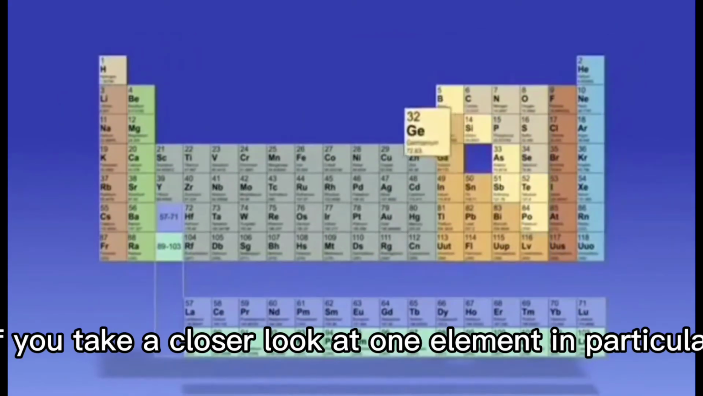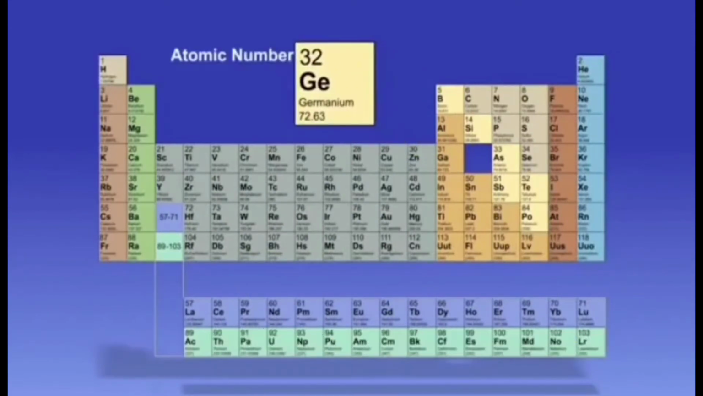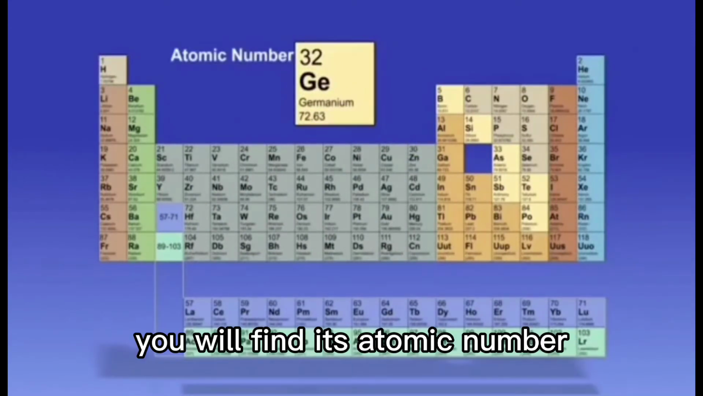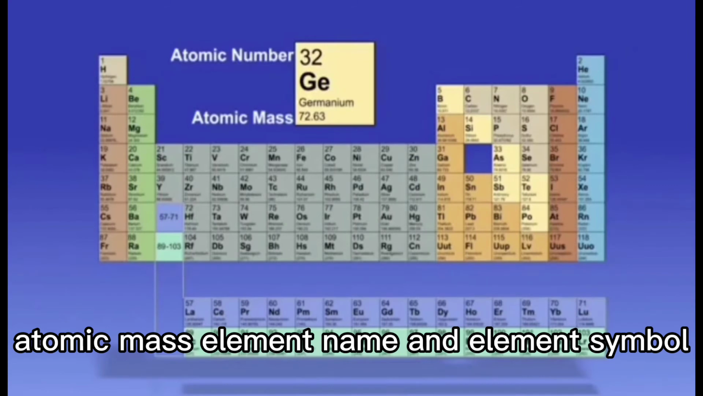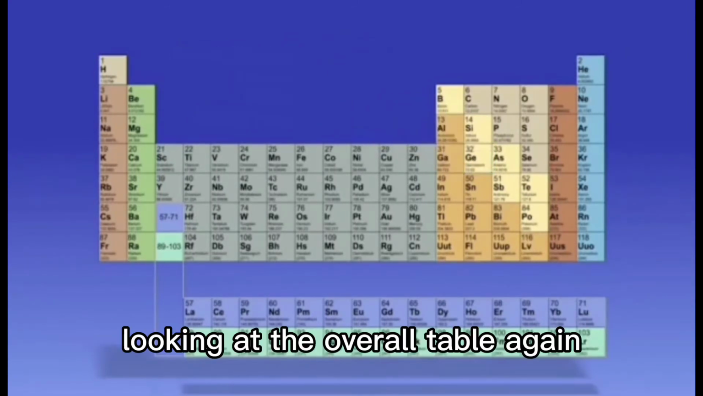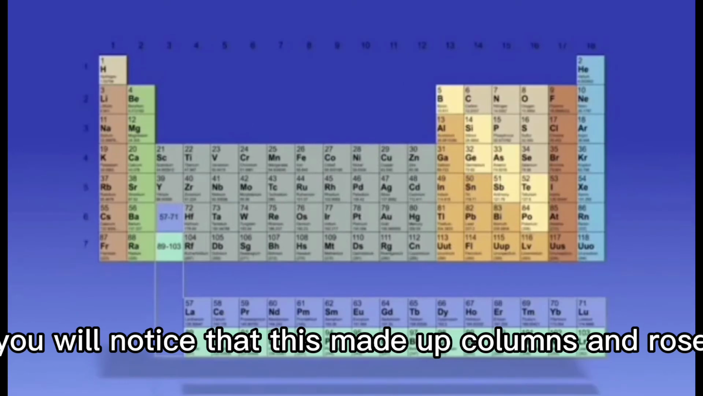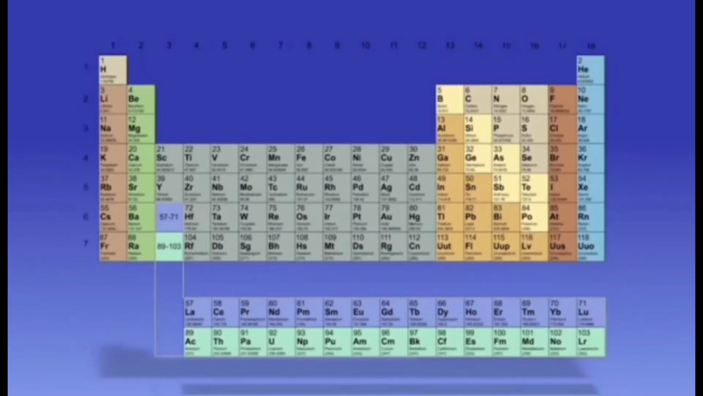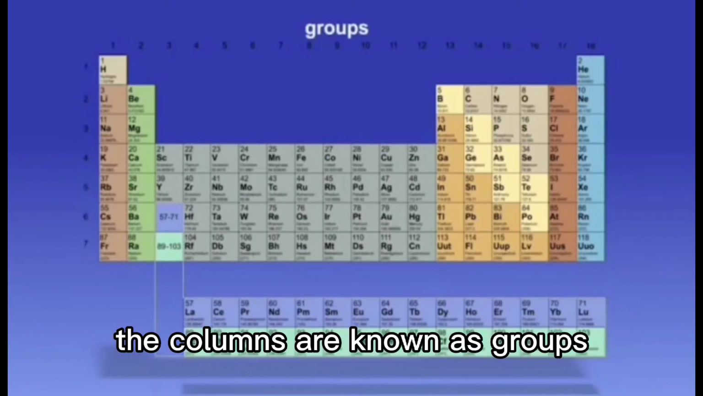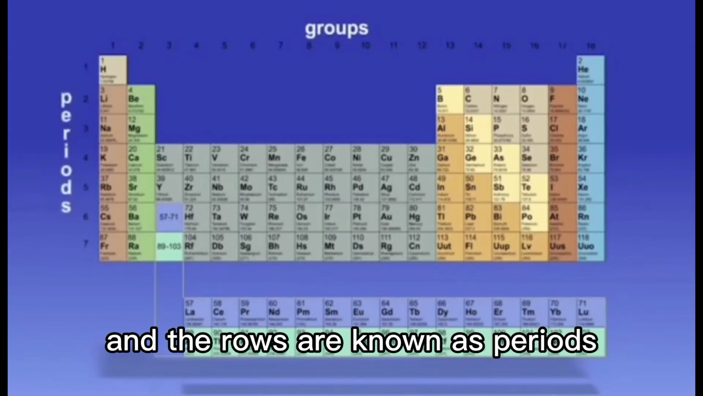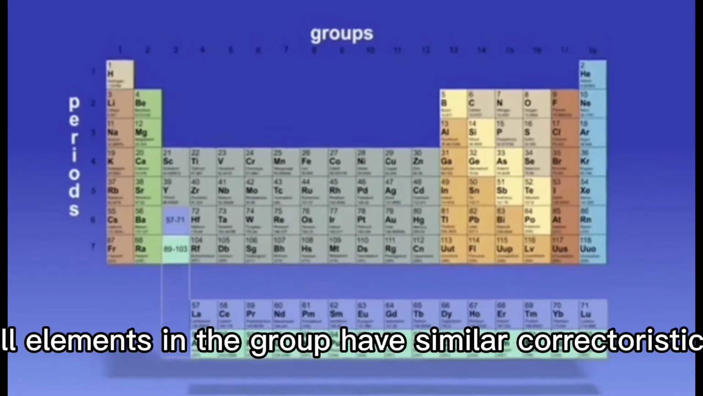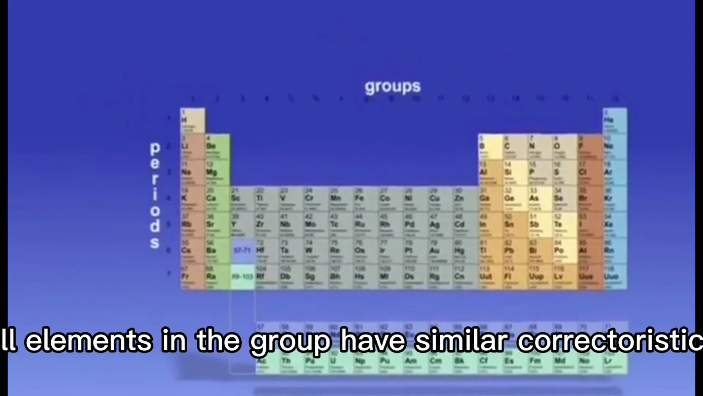If you take a closer look at one element in particular, you will find its atomic number, atomic mass, element name, and element symbol. Looking at the overall table again, you will notice that it is made up of columns and rows. The columns are known as groups and the rows are known as periods. All elements in a group have similar characteristics.